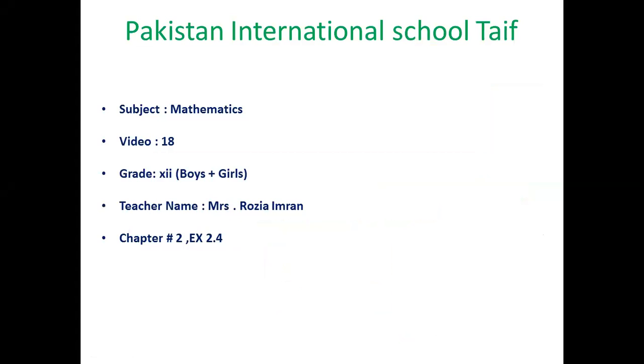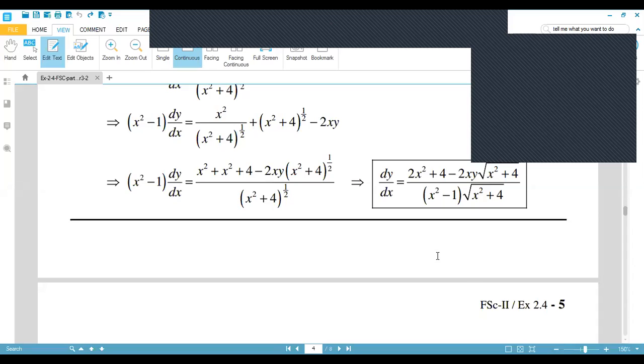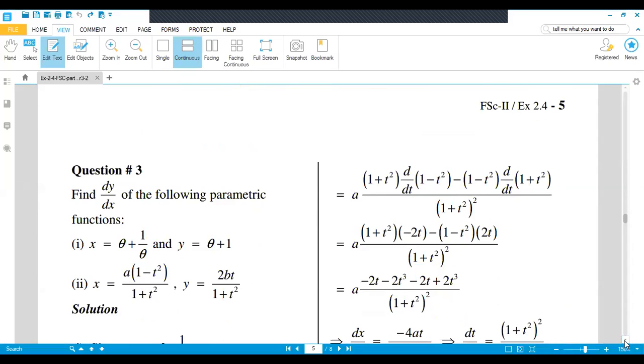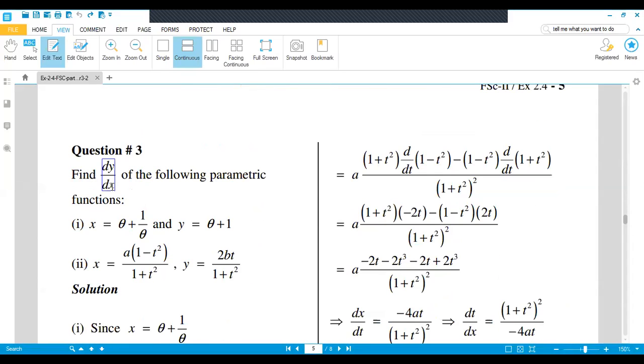Chapter number 2 we already started, and exercises 2.1, 2.2 and 2.3 we already did. In exercise 2.4, I discussed question number 1 and 2, all parts, with you. Today inshallah I'll start question number 3. In question number 3 we have to find dy by dx of the following parametric functions. You have been given parametric functions.